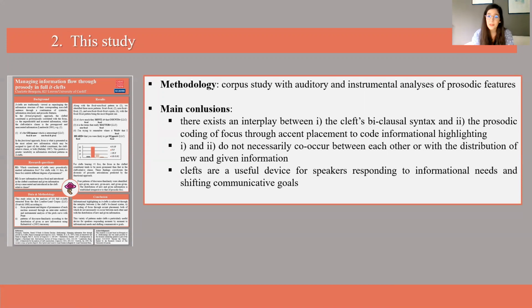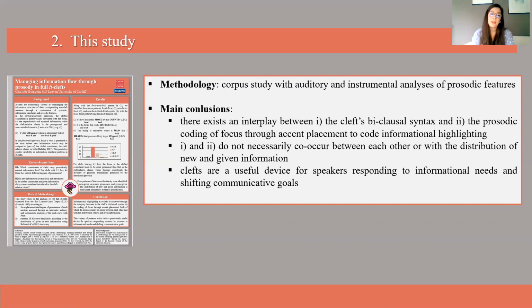To answer these questions, what I did is that I ran a combination of auditory and instrumental analysis of the different prosodic features of all the occurrences of clefts that I extracted from my corpus. And with that, I arrived at different conclusions. The first one is that there does exist an interplay between, on the one hand, the cleft's biclausal syntax, and on the other, the prosodic coding of focus through accent placement, both of which allow us to together code the informational highlighting of the clefted constituents.